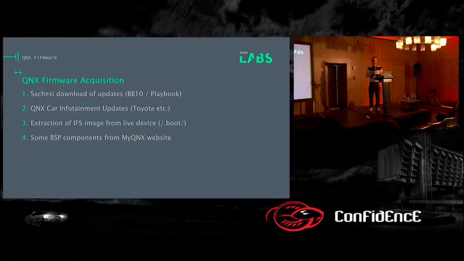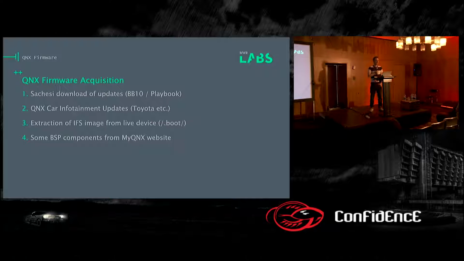So how do you go about actually getting a firmware image? Well, I mentioned Sashesi, which automates the process of downloading things, but that's only really for Blackberry 10. For things like QNX car infotainment systems, you can get the firmware images from updates. You can often sniff an update process, extract the URLs which are used for the updates, and acquire the firmware this way. I got hold of the Toyota firmware for the Toyota head units by doing this.